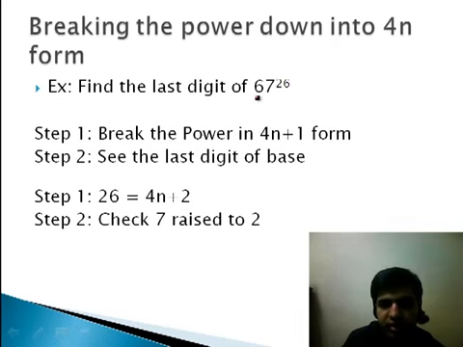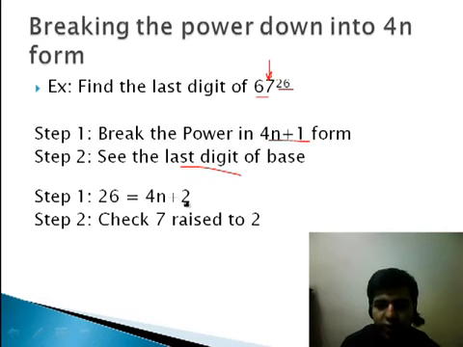Here we have taken the example of 67 raised to 26. All we need to consider over here is the last digit of the base number and the form of the power 26. Step 1 is we have to break the power in the form of 4n plus 1, 4n plus 2, 3 or 4, and then see the last digit of the base. 26 is equal to 4n plus 2. The multiple of 4 is 24, and after 24 we count 25 and 26, so the remainder becomes 2. So we just have to check the power 7 squared, 7 raised to 2, and we get the answer as 49.